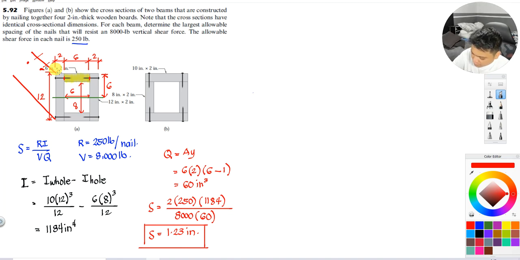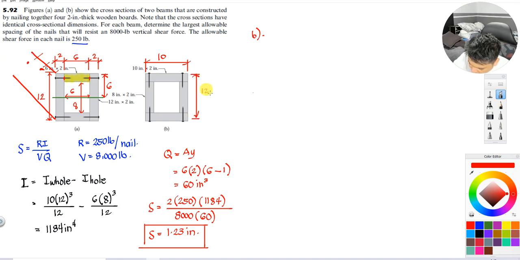Okay? So, check natin for letter B. I will check for letter B. Again, same pa rin ba ng area? So, again, ganun pa rin. So, check natin yung dimension. So, this is 10. Okay? And this is 8. So, 2 and 2. So, this is 12. Correct?